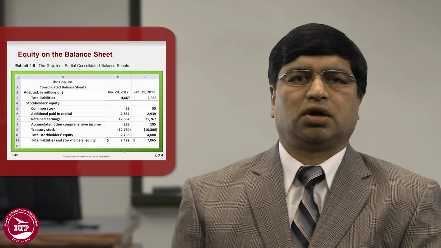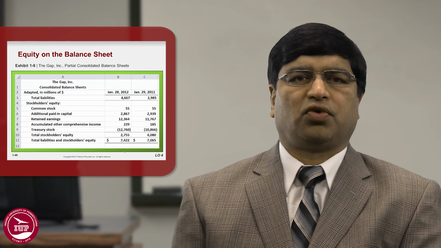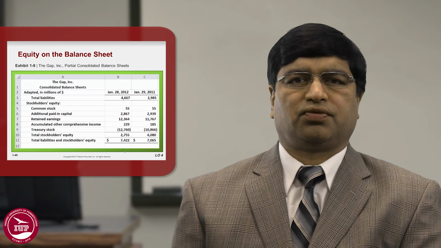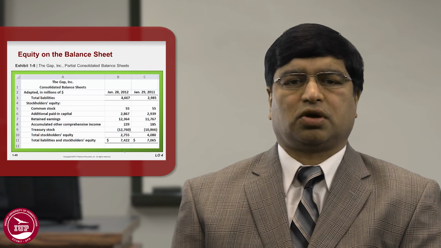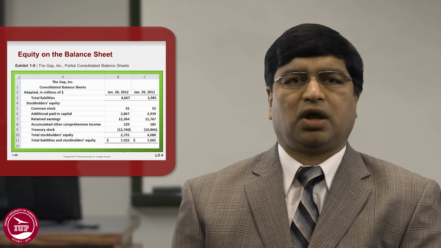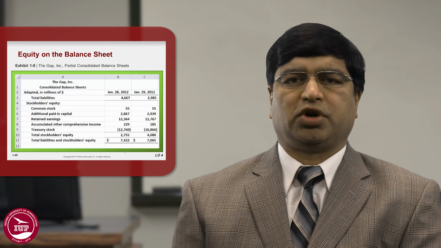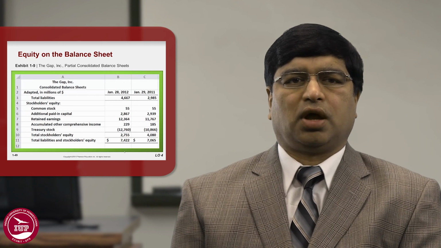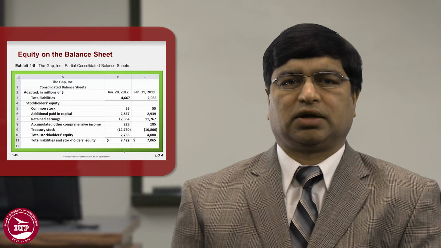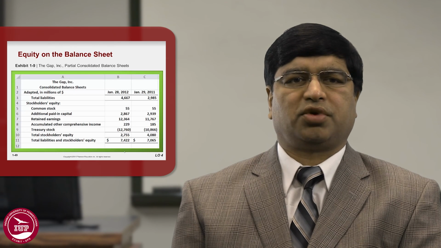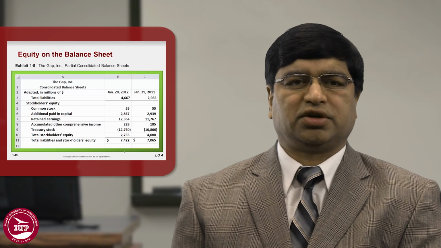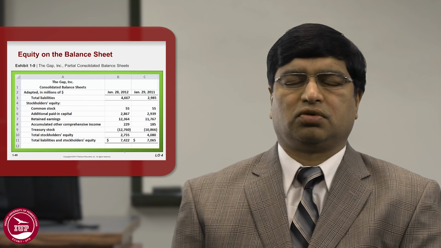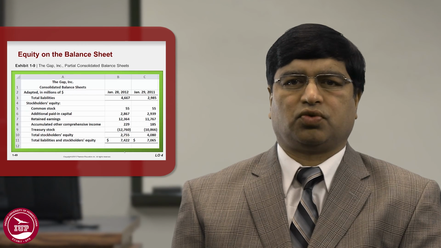This is how the consolidated balance sheet for GAAP would look like. You have got the total liabilities given to you at 4667, and then the stockholders' equity has been given to you, which has the component of common stock at par value, additional paid-in capital, and then retained earnings. Add the accumulated other comprehensive income, and then subtract the treasury stock which has been purchased. The total is 7422, which is the same as the assets for 2012.